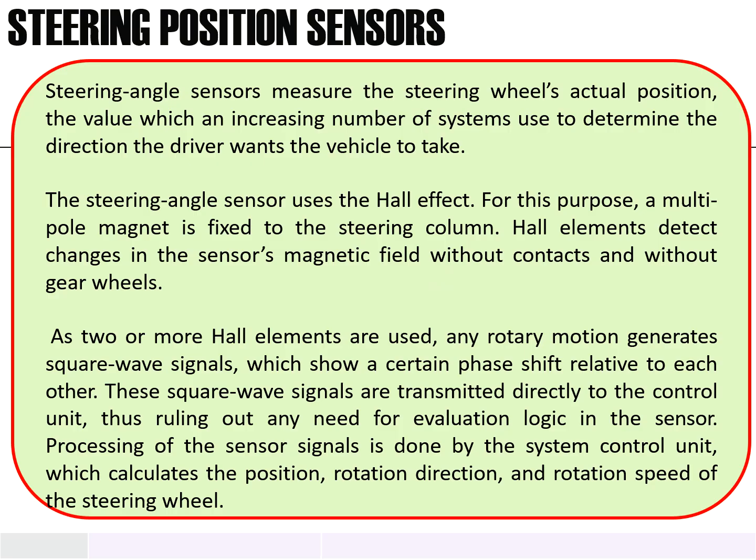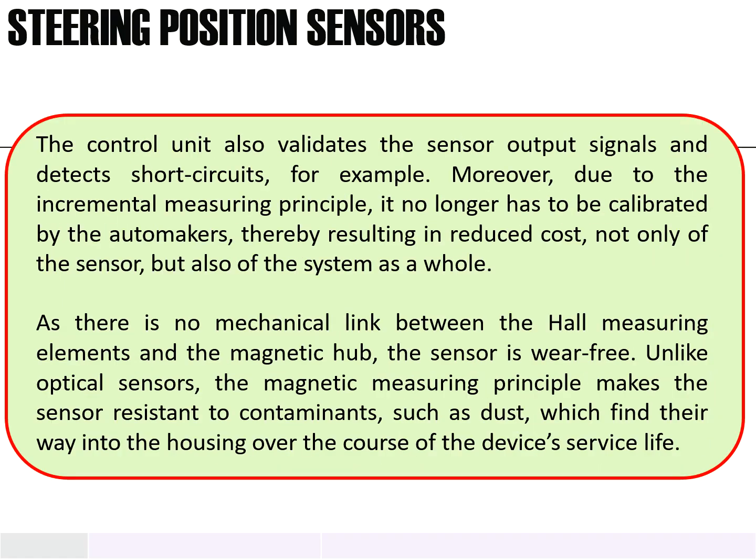Now let us look at another design of the steering position sensor. The steering angle sensor measures the actual position of the steering wheel. This information is also used by different vehicle systems to measure the driver's direction. Let us understand the Hall effect based sensing method.